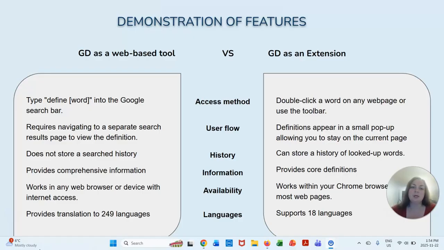The web-based tool does not save your previous search, but the extension keeps a searchable history that you can access at any time. The web version provides more comprehensive information, whereas the extension focuses on core definitions only. Additionally, the web-based Google Dictionary works with any browser, while the extension is available only for the Google Chrome. Google Dictionary provides translation of the word in 249 languages, but extension actually works with 18 languages.